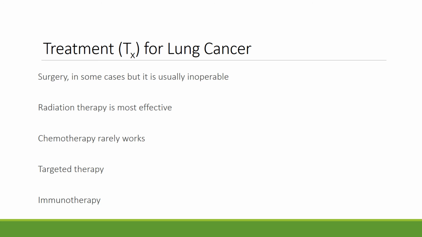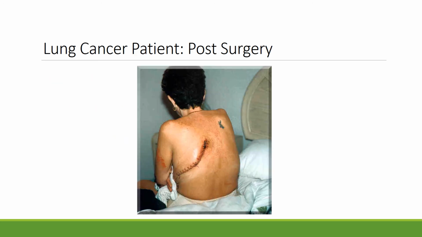Targeted therapy is a treatment that targets the cancer-specific genes, proteins, or the tissue environment that contributes to the cancer growth and survival. This kind of treatment blocks the growth and spread of cancer cells while limiting damage to healthy cells. And then finally, immunotherapy, also called biologic therapy, is designed to boost the body's natural defenses to fight cancer or to boost the immune system. Here is a picture of a lung cancer patient post-surgery. Notice how large the incision is.